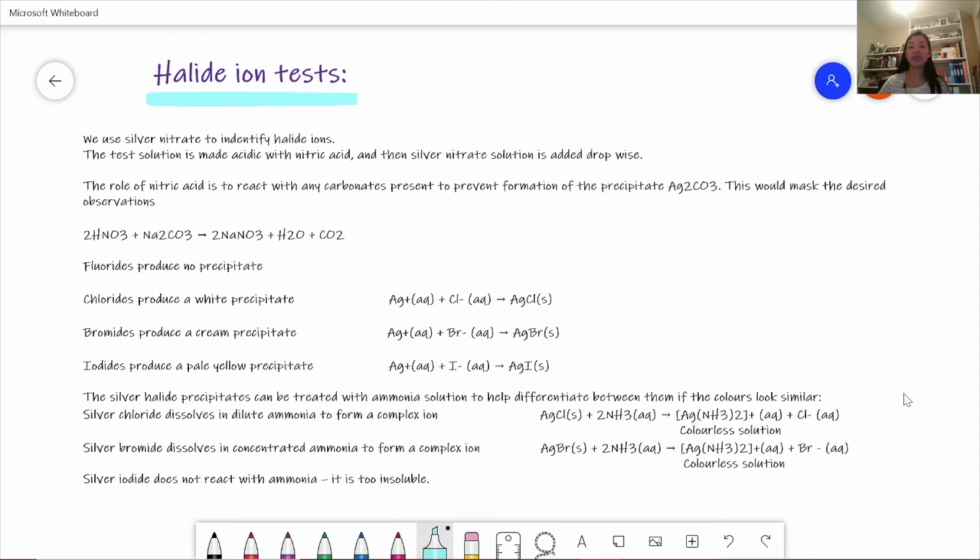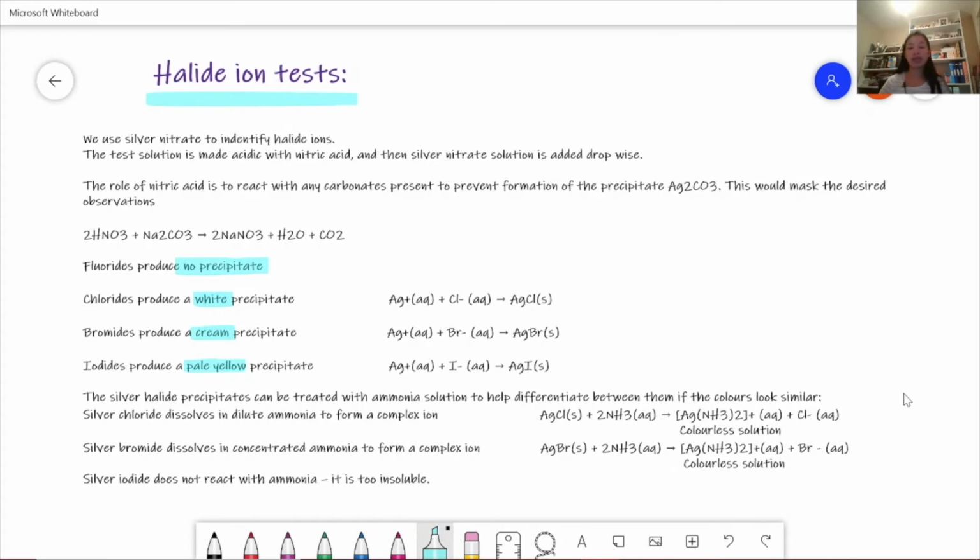So fluorides produce no precipitate, chlorides produce a white precipitate, bromides a cream precipitate, and iodides a pale yellow precipitate. And these are the ionic equations that we have. So a silver plus ion reacts with a chloride minus ion to form a solid precipitate of silver chloride, and the same with bromides and iodides.